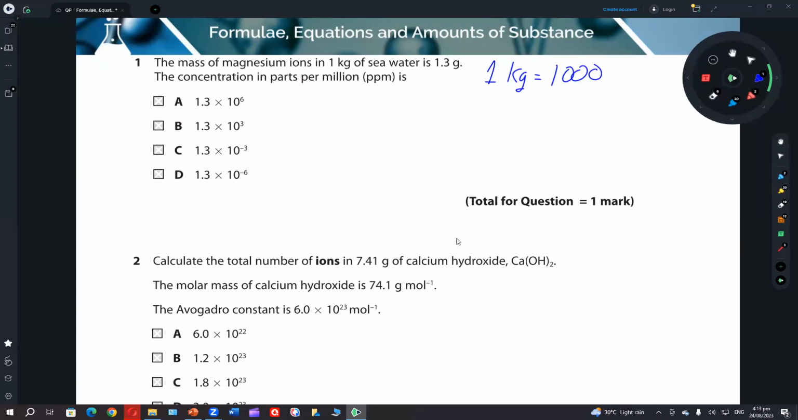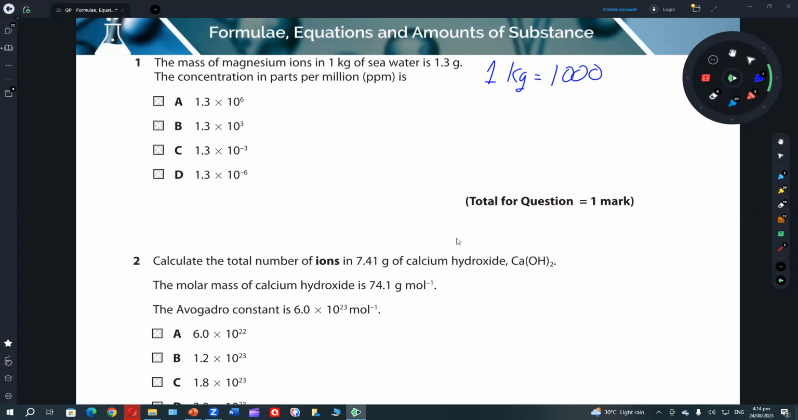Parts per million is equal to mass of solute over mass of solution times 10 to the power 6. Good. So, 1 kg means 1000 gram. Times 10 to the power 6. So now do this. You have told me the formula. I have shown you the working.